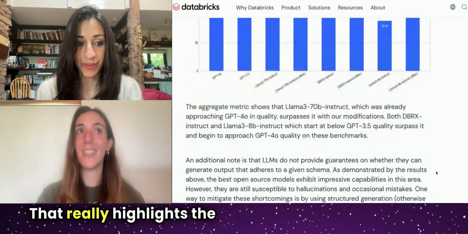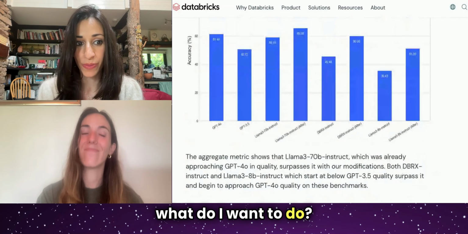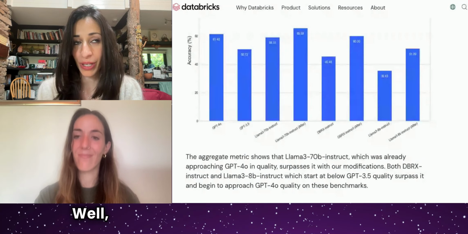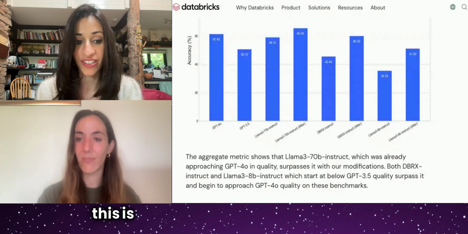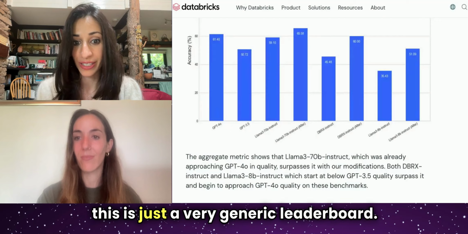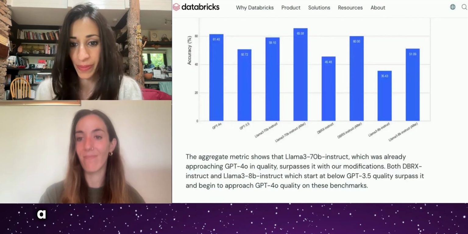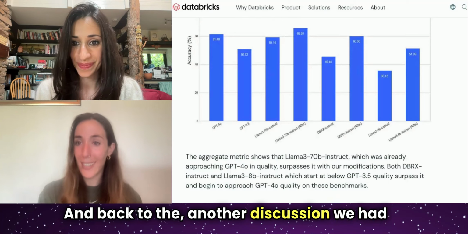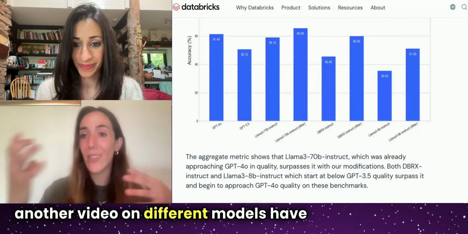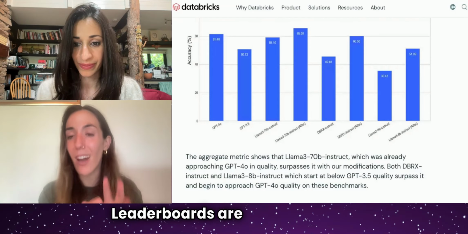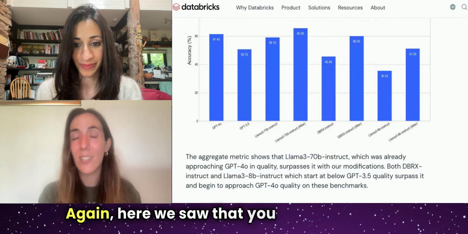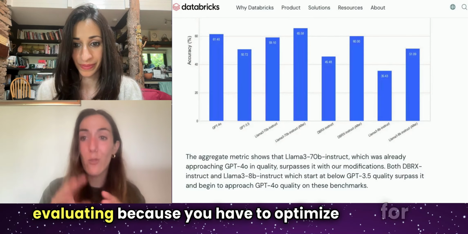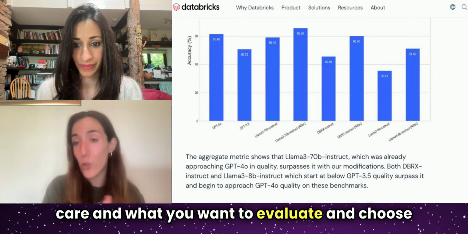Yeah, that really highlights the importance of understanding what do I want to do, because there are so many benchmarks. It's hard to follow. Well, it's easy to follow the leaderboard, but this is just a very generic leaderboard. So it's good to understand what is a leaderboard for a particular task, because this is an interesting result. Yeah, and back to another discussion we had in another video, different models have different problems. Leaderboards are not consistent. Again, here we saw that you have to combine actual leaderboards and try to understand what you're evaluating, because you have to optimize for what you care about and what you want to evaluate, and this is the right model for this.